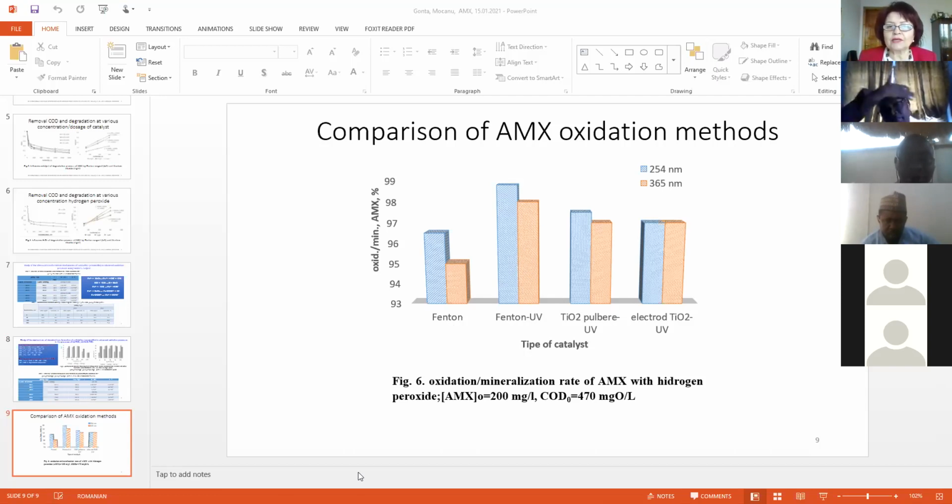Așa, și a doua lucrare, Advanced Oxidation Process for Mineralization of Cationic Trimetilamonium bromid surfactant.